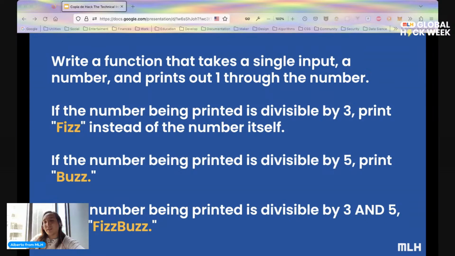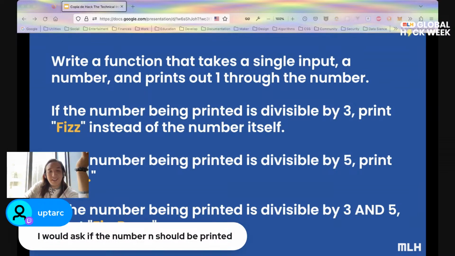I'm trying to think, like, until what number? I don't know, like what size the input could be. Okay, good, thanks. We have two questions. The first question is, I would ask if the number n should be printed. Oh, okay.